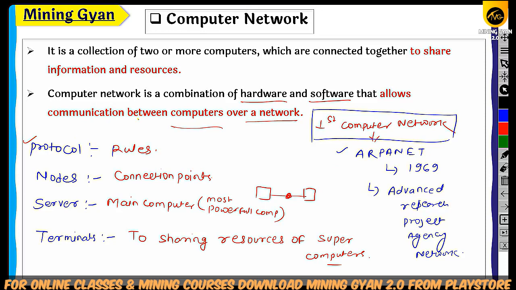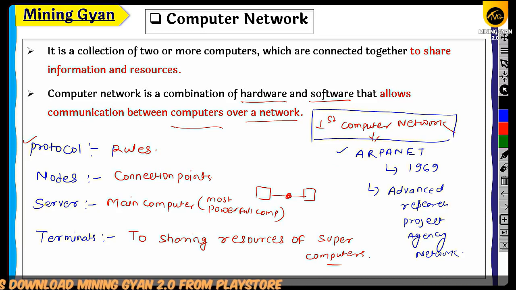So always remember, it can always be a question in the examination, like what is a protocol. Basically, protocols are simply the rules. Nodes are the connection points where two networks or two devices are connected to each other. Okay, the server is the main or most powerful computer. Terminals are resources of the supercomputer used for transferring information. Okay, the first computer network is ARPANET, which was introduced in 1969.